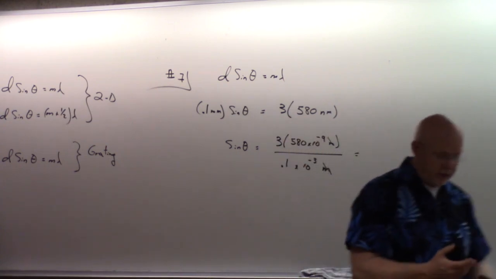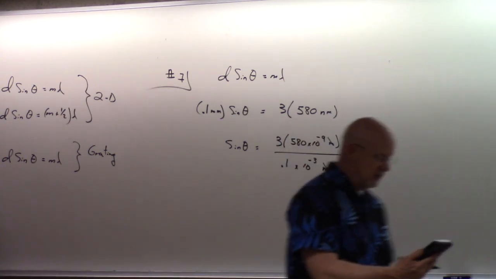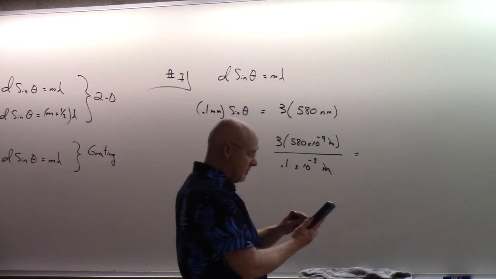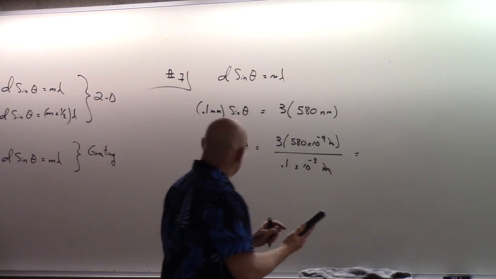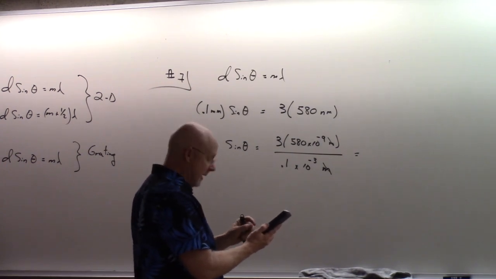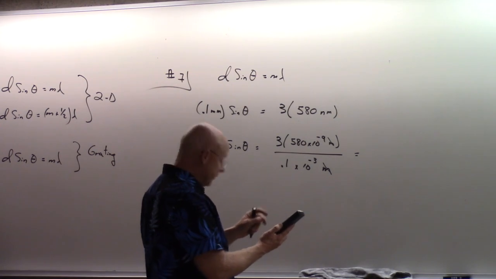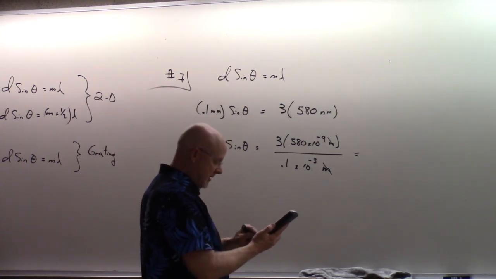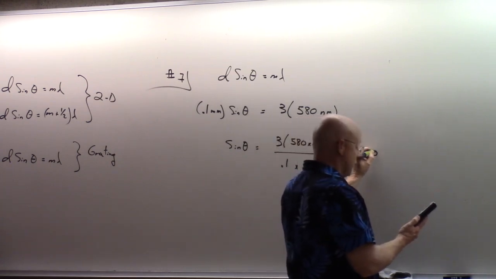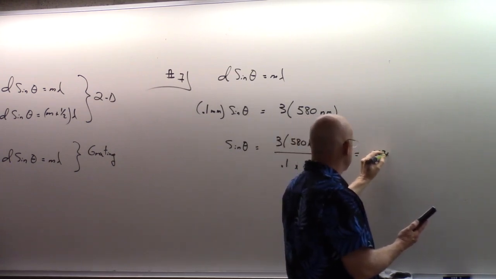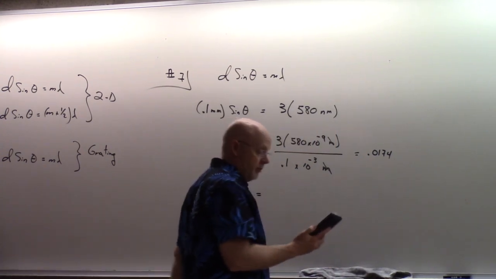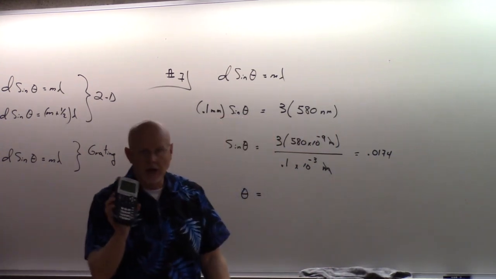And so I'll do this in 2 steps. The first one is just to get a number here. So this is 3 times 580 times 10 to the minus 9. Then I will divide it by 0.1 times 10 to the minus 3. And so this is 0.0174.